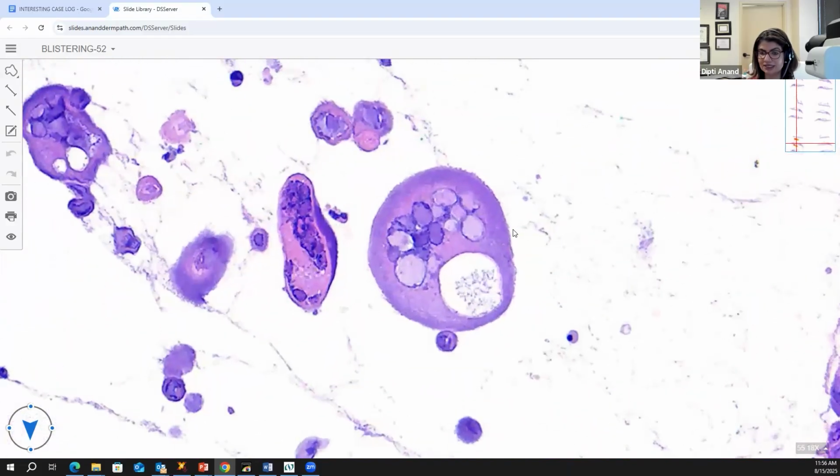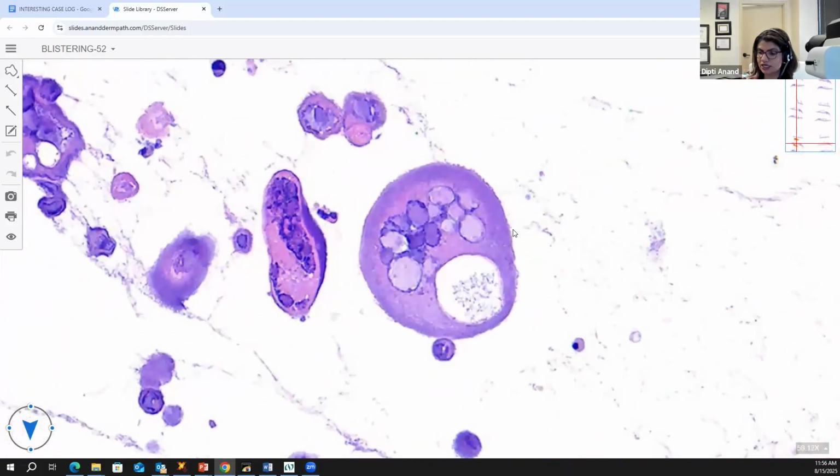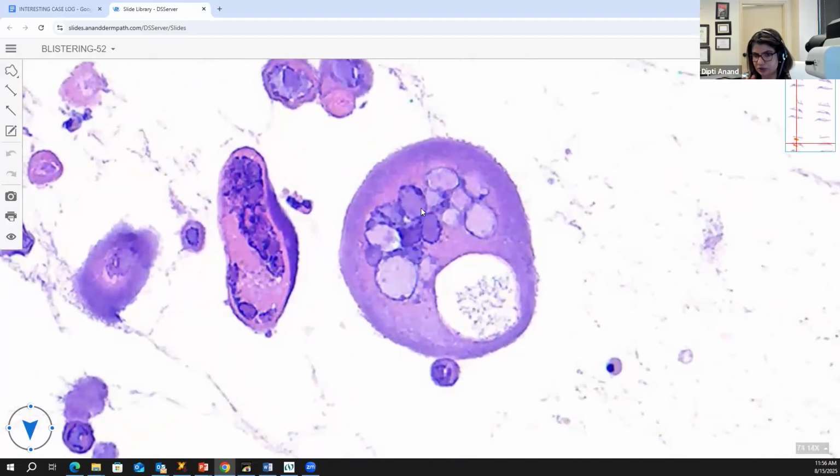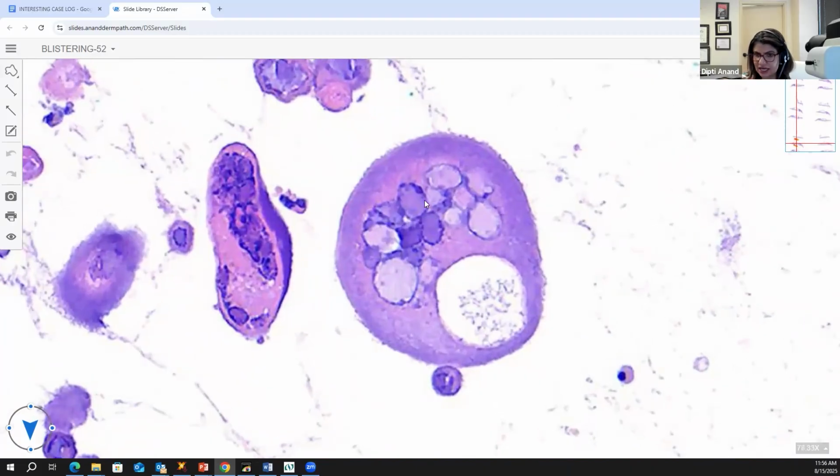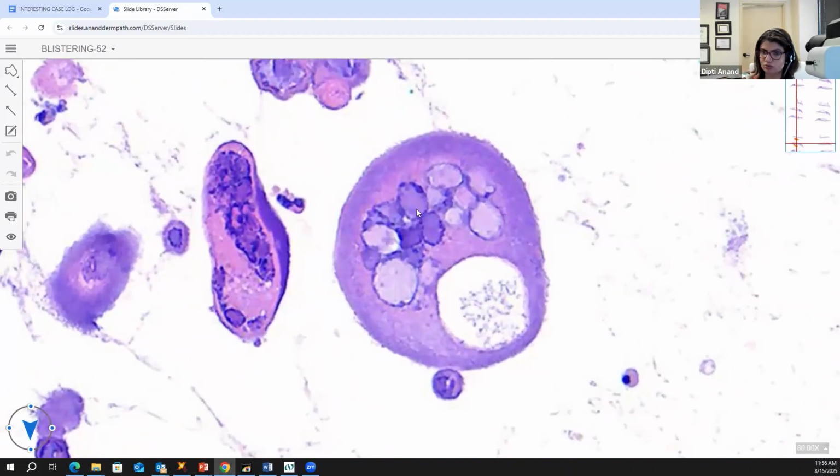And the 3 M's are multinucleation, nuclear molding, and margination of chromatin. So you see a big cell here, which has multiple nuclei, so multinucleation. These nuclei are sticking to one another, which is nuclear molding, and you have this margination of chromatin. So the nucleus actually looks cleared out like a glass. So nuclear clearing looking like a glass, multinucleation, and nuclear molding.